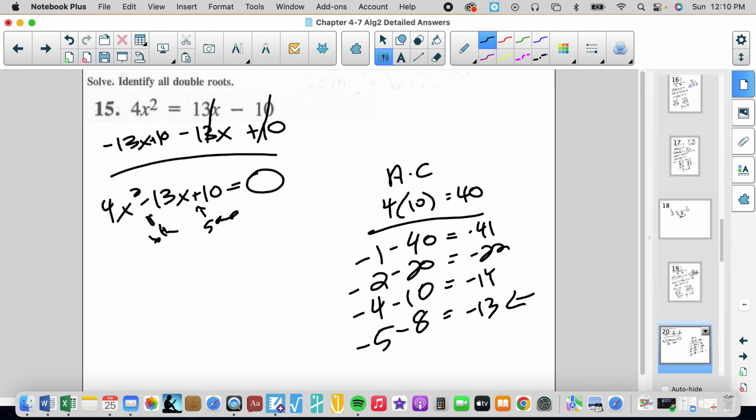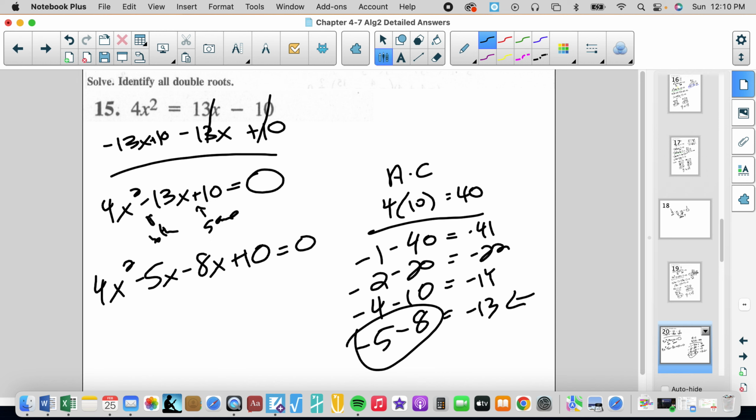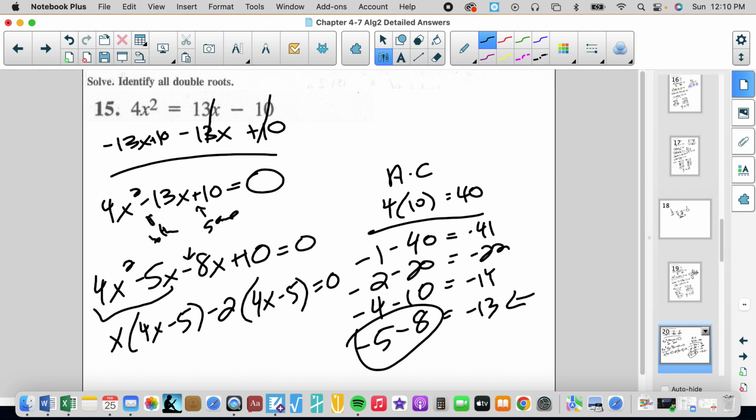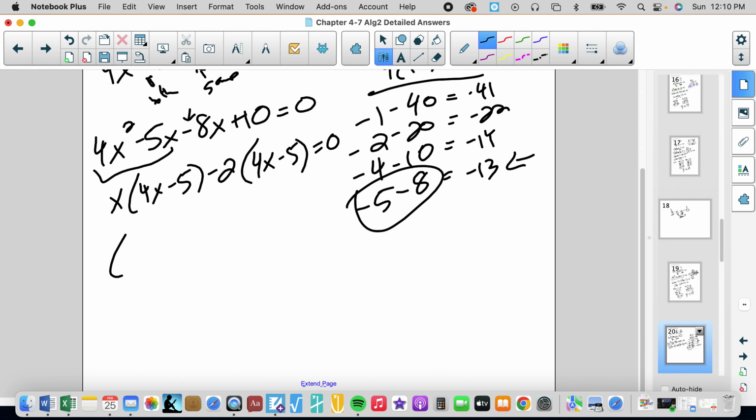And this is equal to my middle, -5, so 4x squared minus 5x minus 8x plus 10 equals 0. Factor out an x, 4x minus 5. First term negative, so let's factor out a -2. We get 4x minus 5 equals 0. Factor out the -4x minus 5, which leaves us with x minus 2.